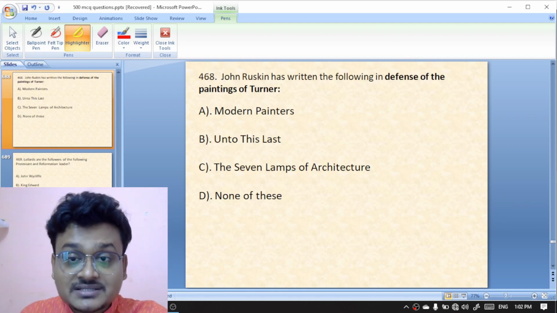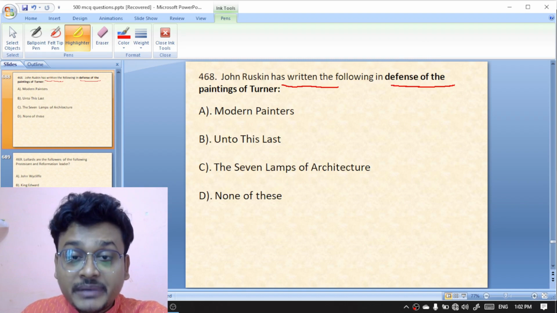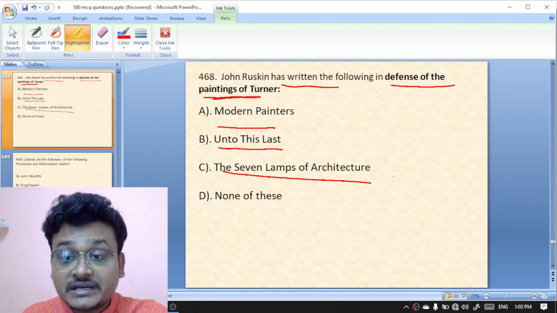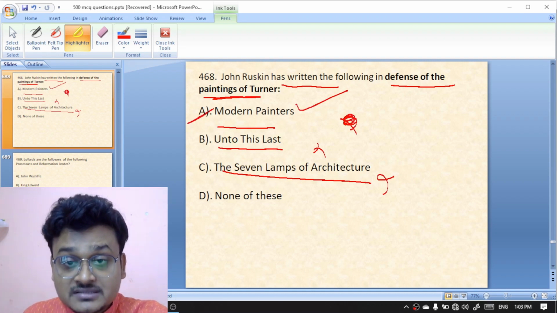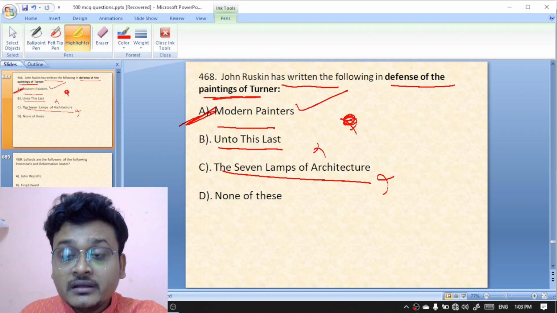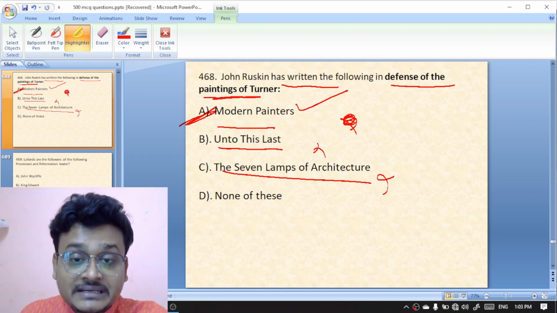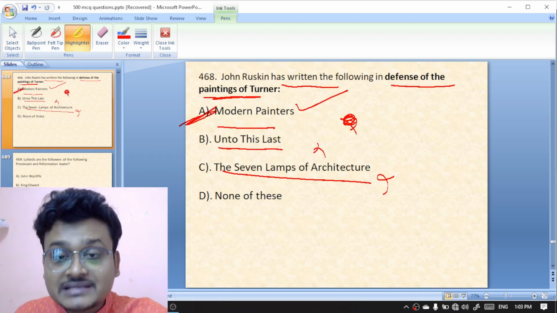Next question. John Ruskin has written the following work in defense of the paintings of Turner: Modern Painters, or Unto This Last, or The Seven Lamps of Architecture. So here Modern Painters is the right answer, written in defense of the paintings of Turner. Modern Painters, Unto This Last, and The Seven Lamps of Architecture are famous works by John Ruskin.